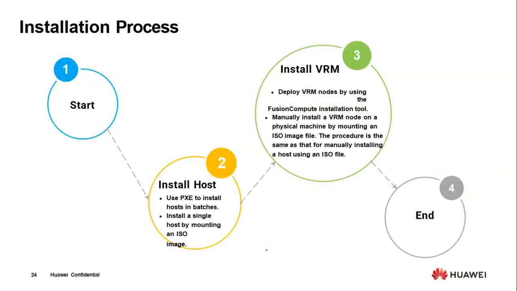So this is the process. First of all, you need to install the host. Of course, the host is the PM. You need to install the host, then you install the virtual machine through VRM. So this one is for the VRMs.